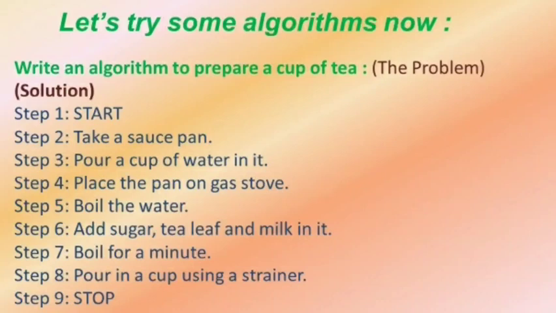Step 4. Place the pan on gas stove. Step 5. Boil the water. Step 6. Add sugar, tea leaf and milk in it. Step 7. Boil for a minute. Step 8. Pour in a cup using a strainer. Step 9. Stop. So here we prepared a cup of tea, and for preparing a cup of tea I have written some steps. So this is the algorithm for preparing a cup of tea.